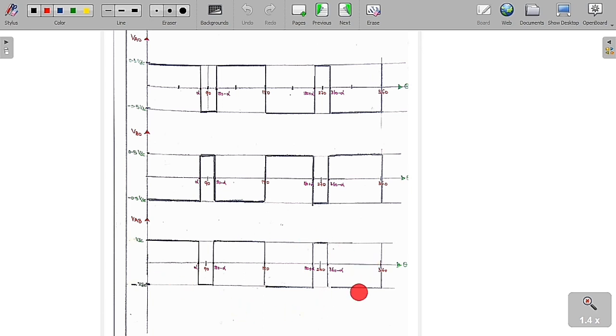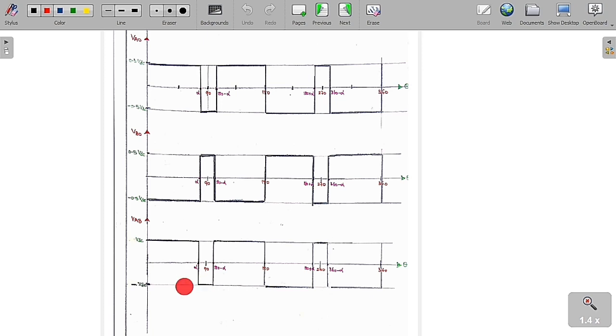So this is the graph we are going to get finally. Just by switching in a regular manner, finally we are going to get this graph. Based on the switches, if you turn on switch 1 and switch 2, VAB is equal to plus VDC. If you switch on switch 3 and switch 4, VAB is equal to minus VDC. In that fashion, we are going to get these voltage diagrams.